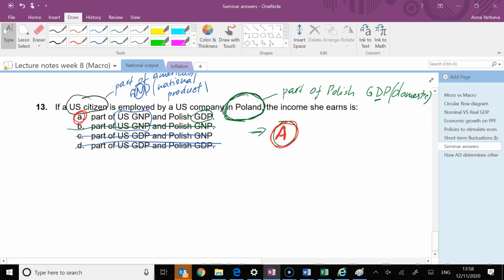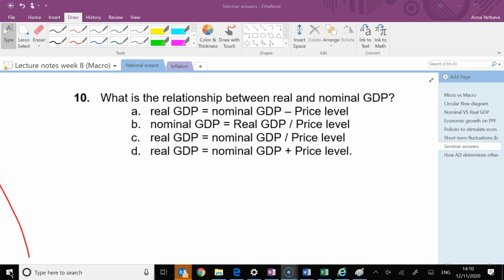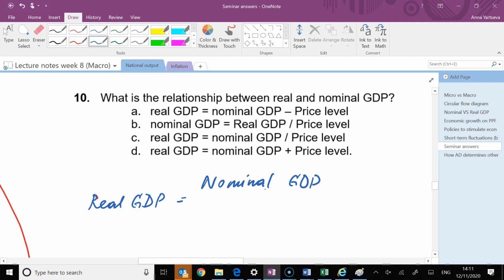If you download the lecture slides, you can use your smartphones, you will be able to see the formula for real and nominal GDP. Have a look at what exactly it means. In question 11, you apply this formula to calculate the rate of economic growth. Exercise 10 is simply the formula for real GDP. It asks how exactly real GDP is calculated. Real GDP can be calculated as nominal GDP divided by the price index or price level.